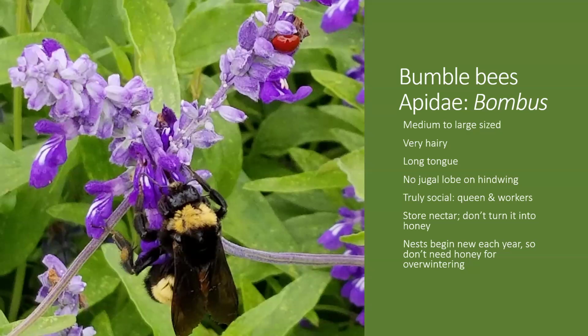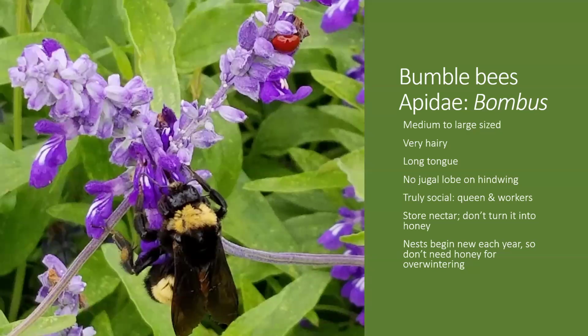Now we're moving into the social bee. So this is going to be the bumblebees in the family Apidae. These are going to be in the genus Bombus. And I think everybody knows what bumblebees look like, or at least I hope everybody knows what bumblebees look like. But these are going to be medium to large sized, very, very hairy. They don't have a jugal lobe on their hind wing, which will differentiate them from honeybees, but I think it's very hard to mistake bumblebees and honeybees. But I also am an entomologist, so maybe not everybody understands that.